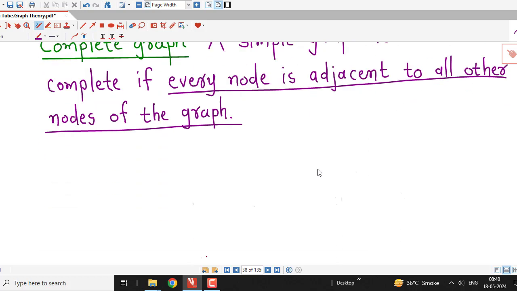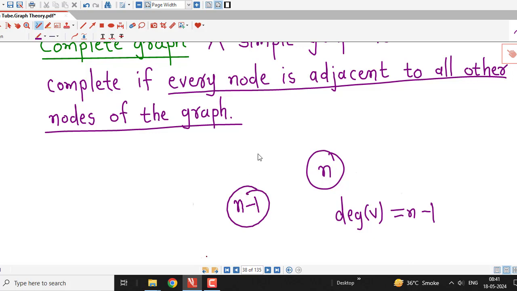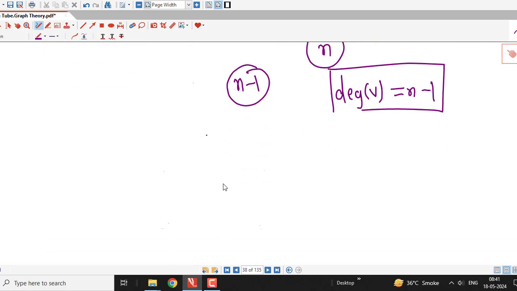Our one observation is that if there are n vertices in a complete graph, then the degree of each vertex is n minus 1, because every node is joined by an edge with n minus 1 nodes. Therefore there are n minus 1 edges meeting or ending at a particular node. Therefore the degree of each vertex in a complete graph is n minus 1.